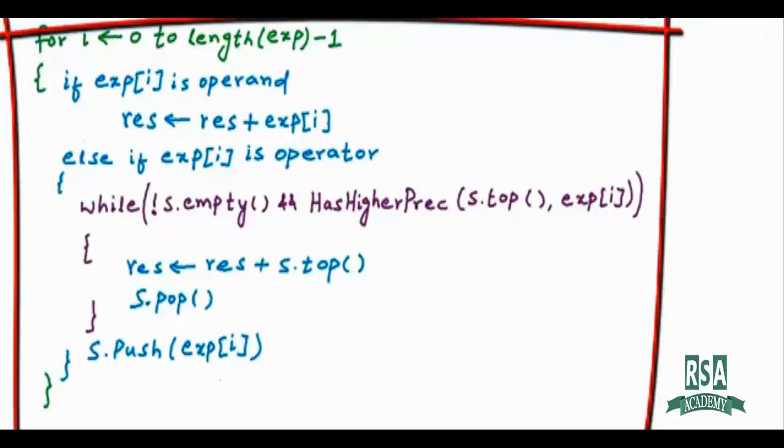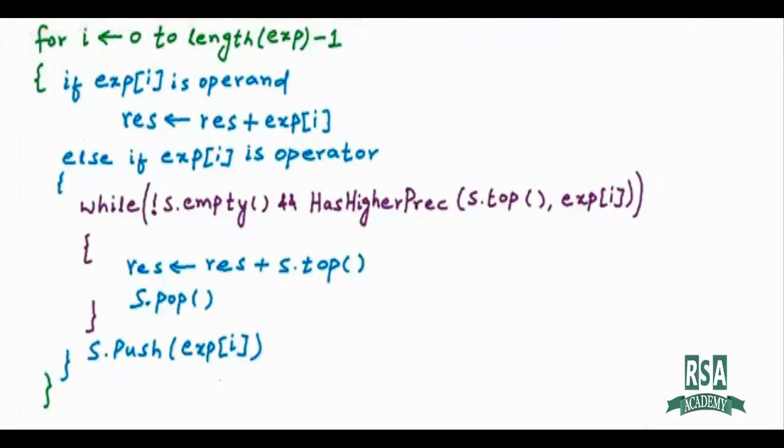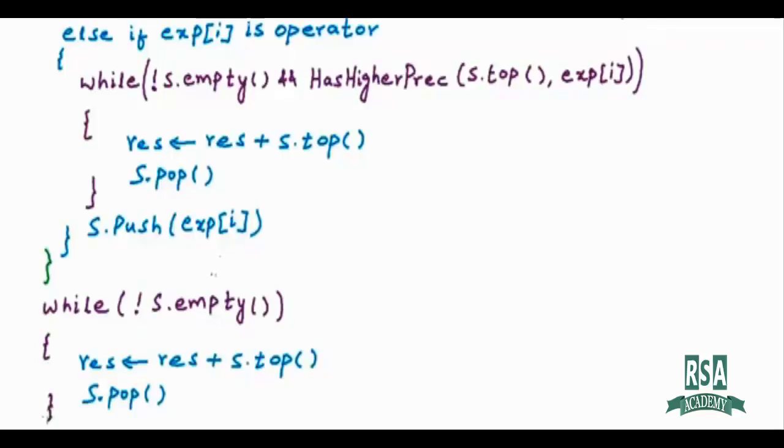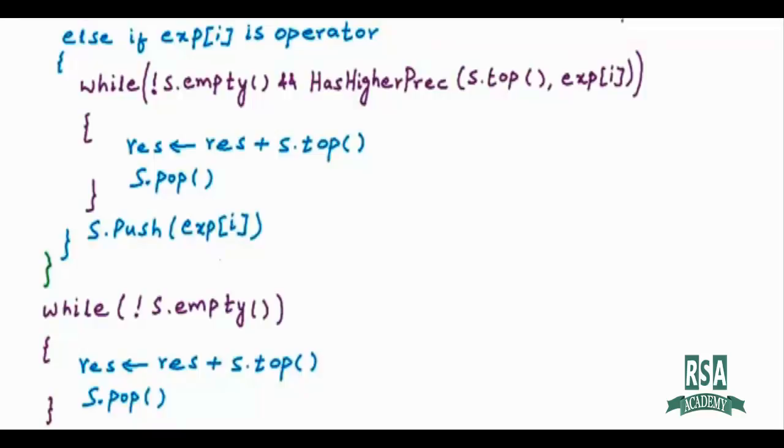At the end of it, I may have some operators left in the stack. I'll pop these operators and append them to the postfix string. I'll use this while loop. I'll say that while the stack is not empty, append the operator at top and pop it. And finally, after this while loop, I can return the result string that will contain my postfix expression. So this is my pseudocode for whatever logic I've explained so far.